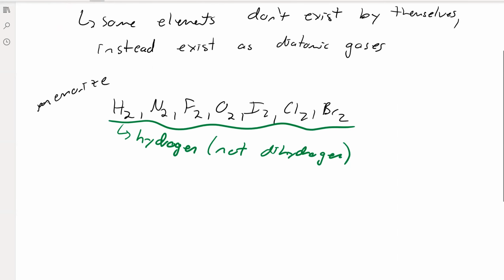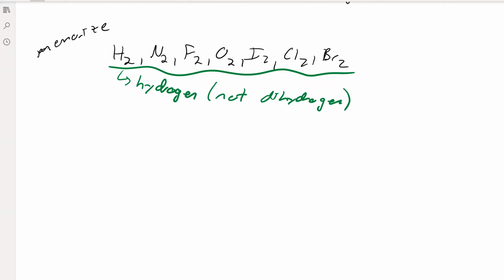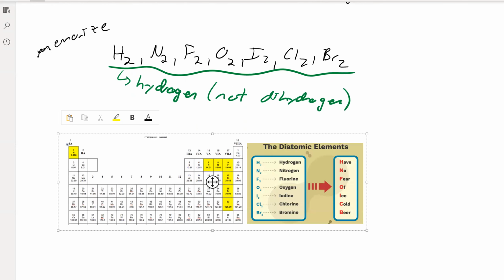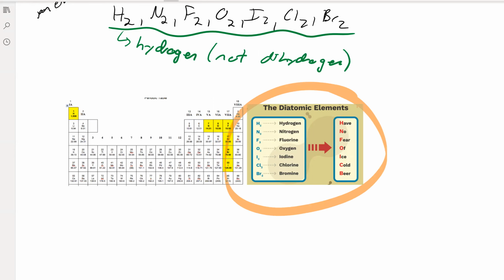So it's important to notice that when someone says, oxygen and hydrogen react with one another, what they're talking about is H2 and O2. And here's just a little picture there, right? So those are the 7 diatomic gases. You can see how they are in the periodic table. You can see 4 of them are just the halogens. And then here's just a little way to memorize it. Have no fear of ice cold beer for your diatomic elements.